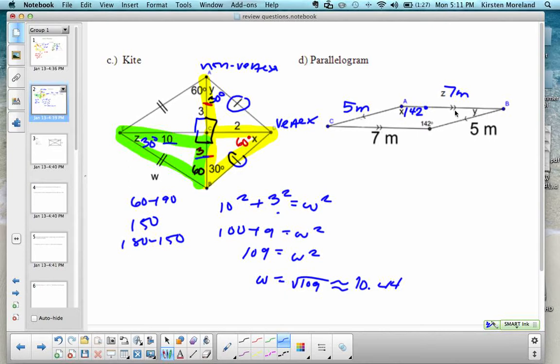And the last thing we know is that adjacent angles, or angles that are next to each other, have to add to 180, so y and 142 have to add to 180. So we're going to do 180 minus 142, which gives me an angle of 38 degrees. So y is 38 degrees. Right, and the last shape we have is a rectangle.